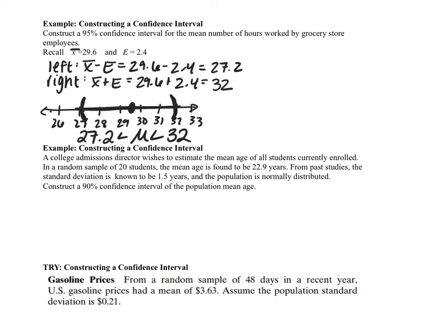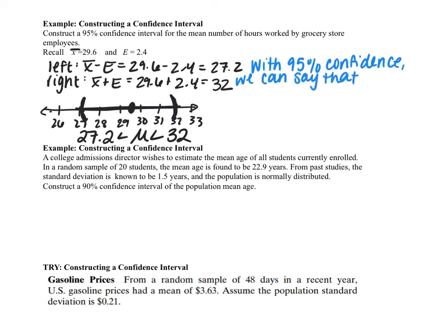Now, the interpretation part is the important part. I want you to format your interpretation the same way every single time. So we always start off with X confidence. So in this case, it's 95%. So with 95% confidence, we can say that, and then you always want to put what you're working with. So mean number of hours worked by grocery store employees.